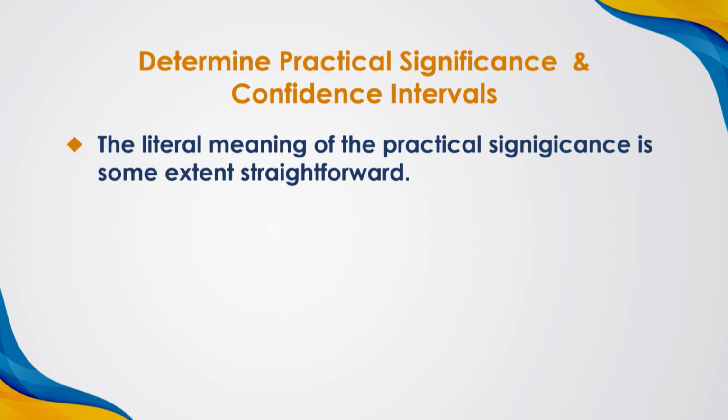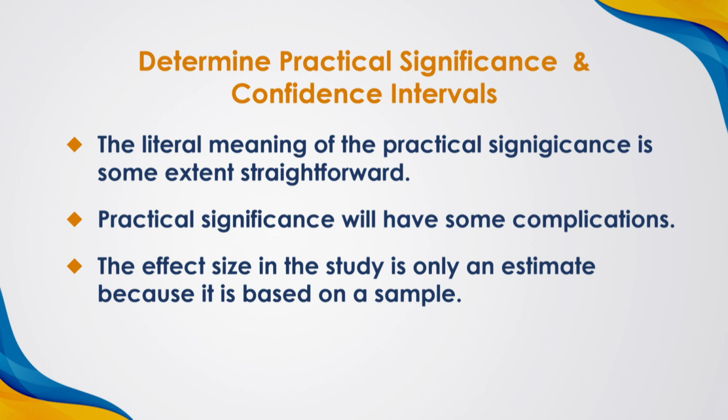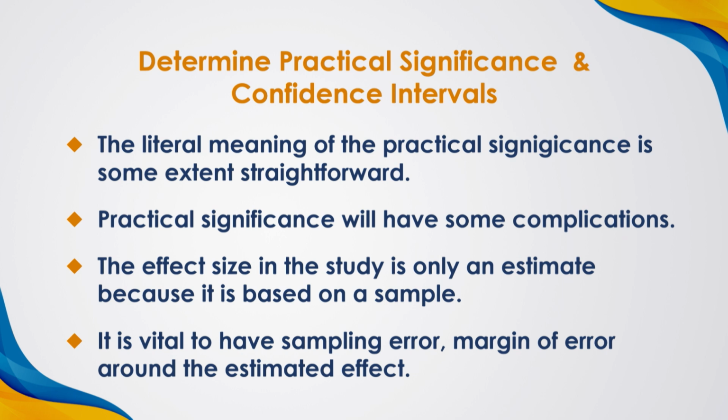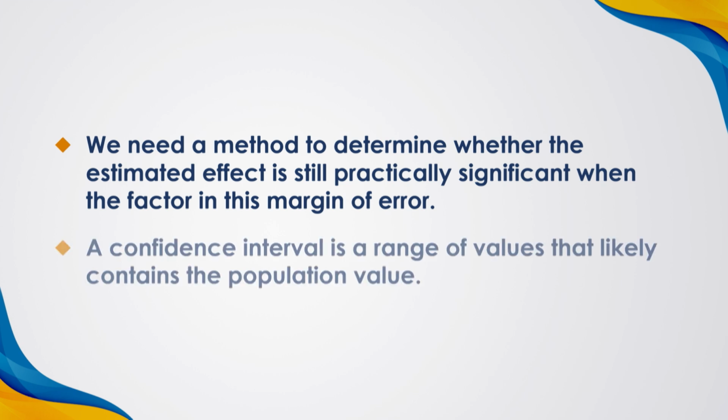Determining practical significance with confidence intervals: the literal meaning of practical significance is to some extent straightforward, but it has some complications. The effect size in the study is only an estimate because it is based on a sample. It is valid to have sampling error, a margin of error around the estimated effect. We need a method to determine whether the estimated effect is still practically significant when we factor in this margin of error. A confidence interval is a range of values that likely contains the population value.